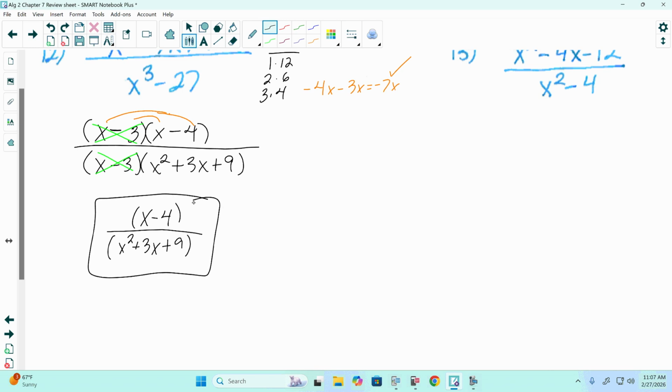Now, normally we would check the x squared plus 3x plus 9 to see if it factors because of our x squared term, the possibility of it factoring. But because it came out of a difference of perfect cubes, a difference of two cubes, that will never factor. X squared plus 3x plus 9 is not factorable. It can be written in factored form, but those are two separate things.